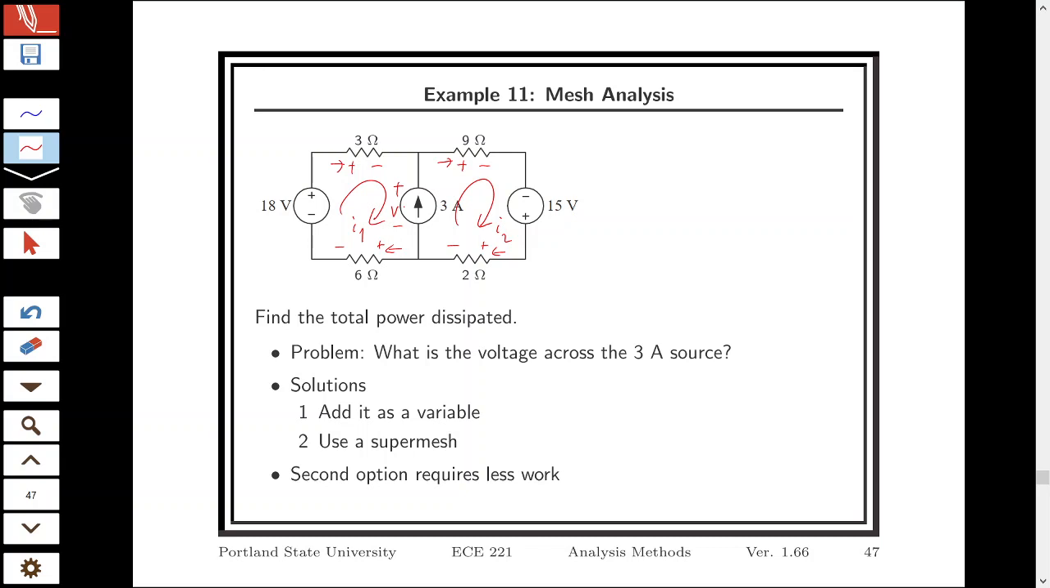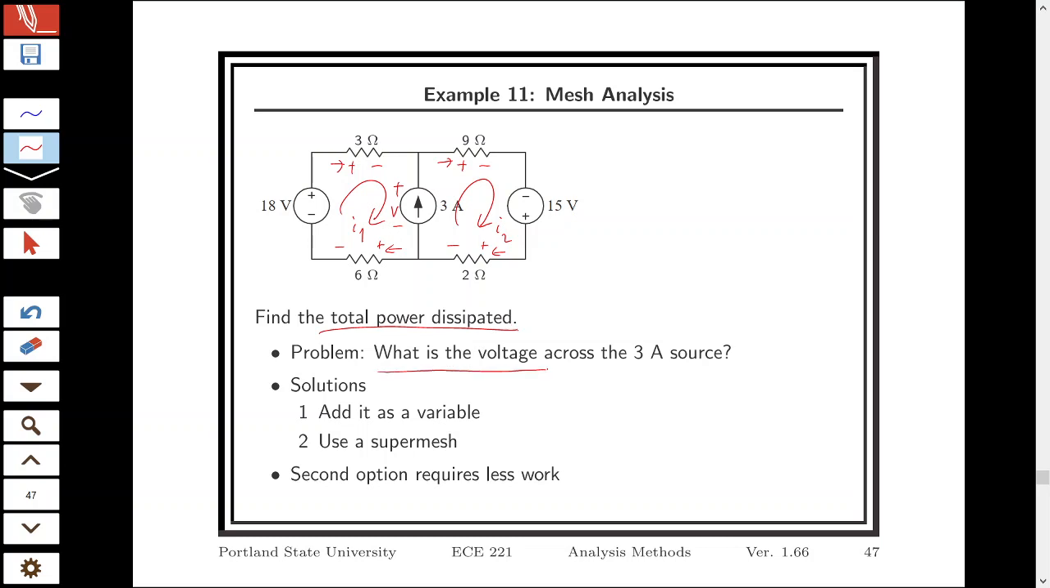The variable of interest here is total power dissipated. So we need to find the total power developed, and the total power dissipated will be equal to total power developed. Now let's try applying mesh analysis here. But before that, let's try to answer the following questions.